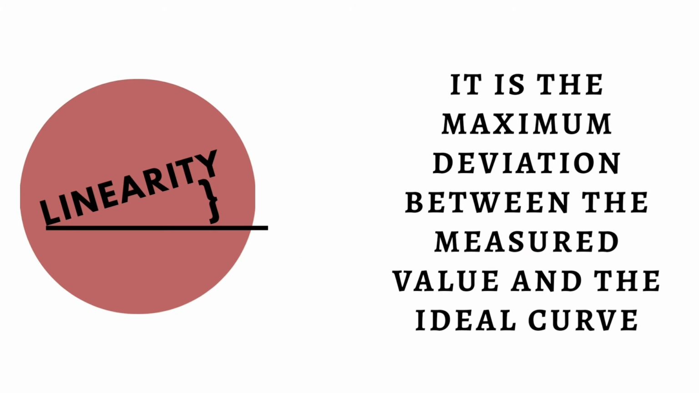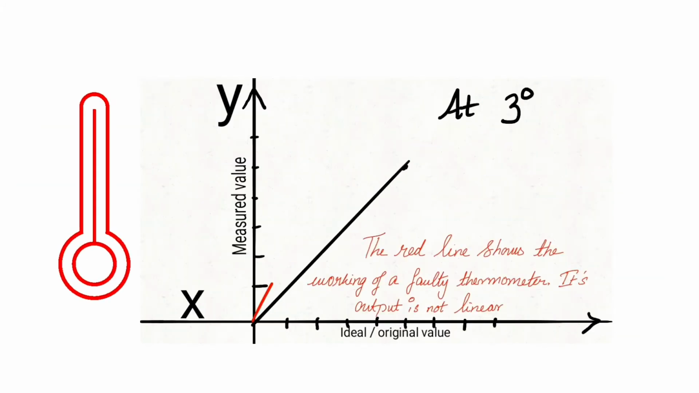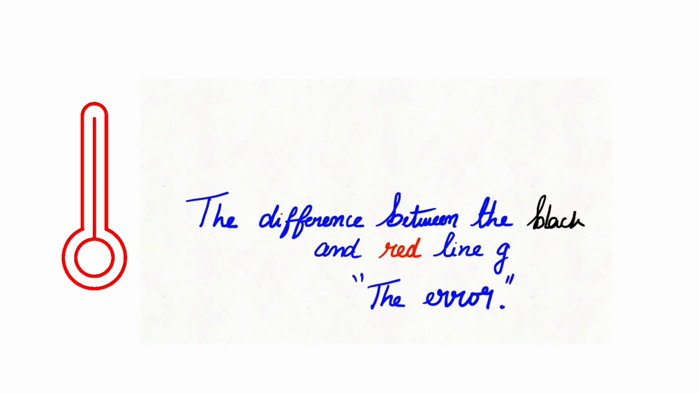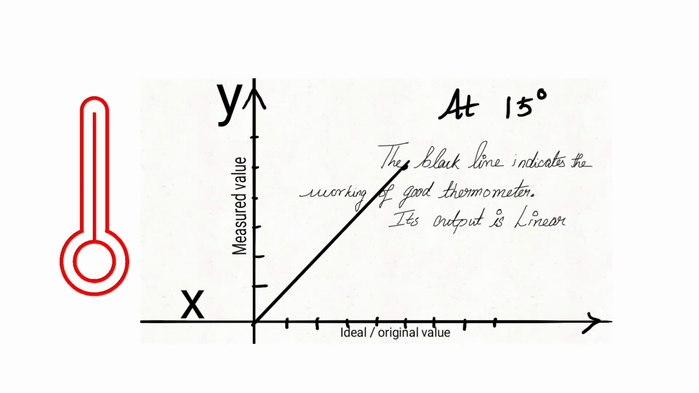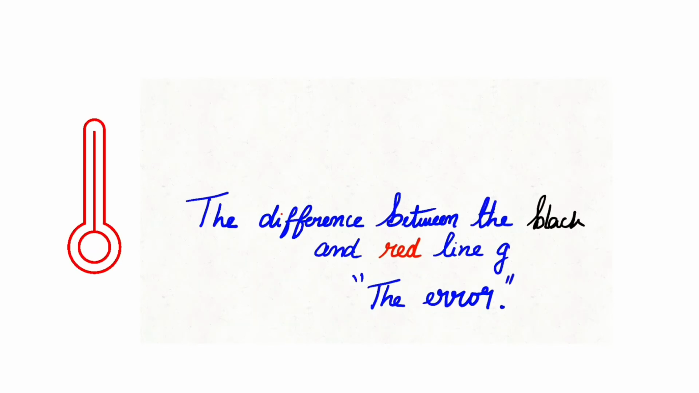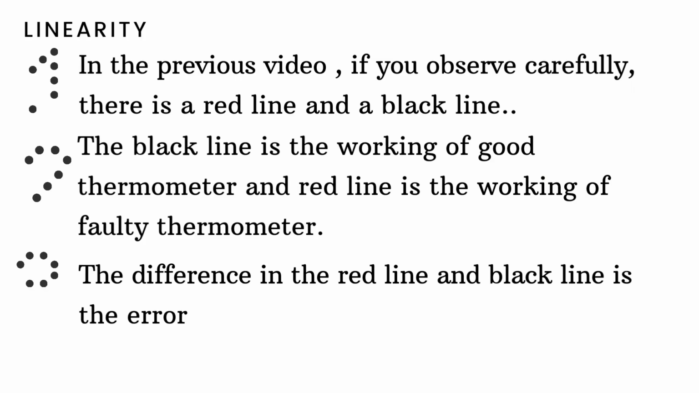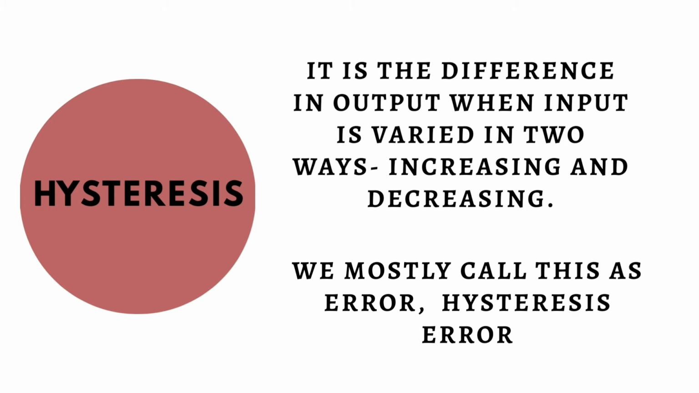It is the maximum deviation between the measured value and the ideal curve, right? See this small video. You can see the black one is a good working machine, whereas the red is a faulty one. The difference between the red and the dark will give you the information about the error, right? Okay, you can see the video if you want. Once again, the next one is hysteresis.